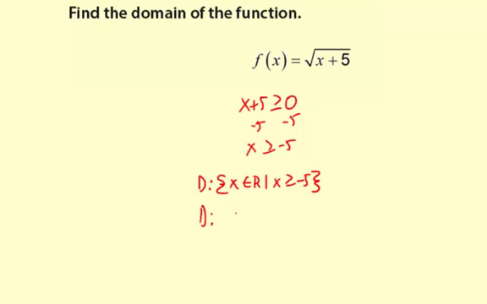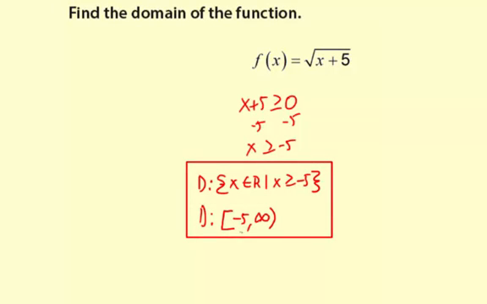In interval notation, you would simply say, because notice negative 5 is included, you would have a closed bracket here, negative 5, comma, infinity, open bracket. And this means that you start at negative 5 and then increase after that. All those are valid values in the domain. So here's the domain in set-builder and interval notations.